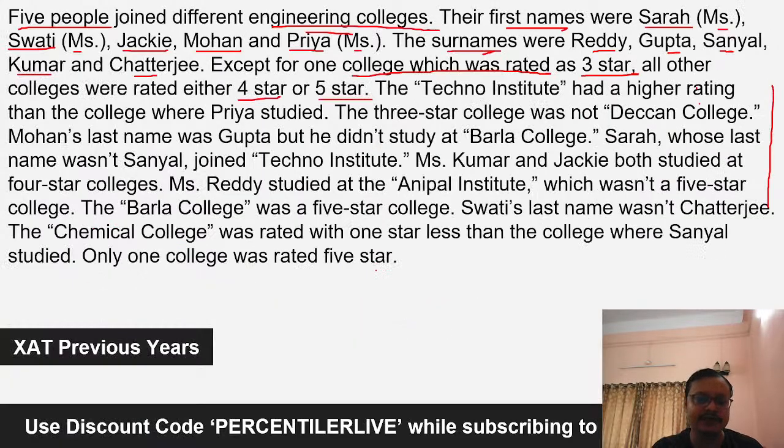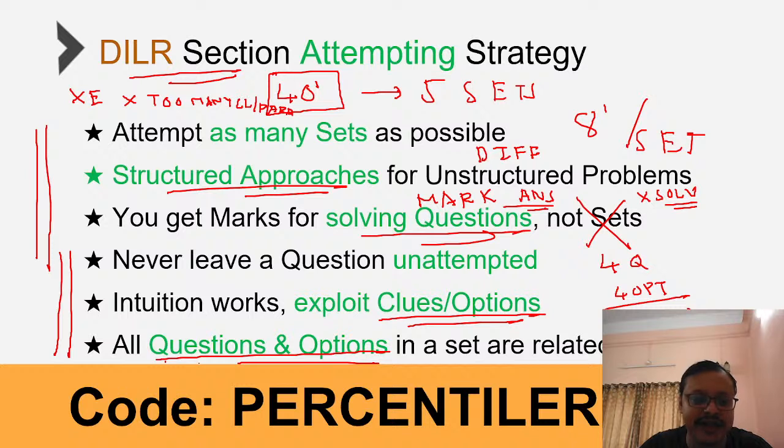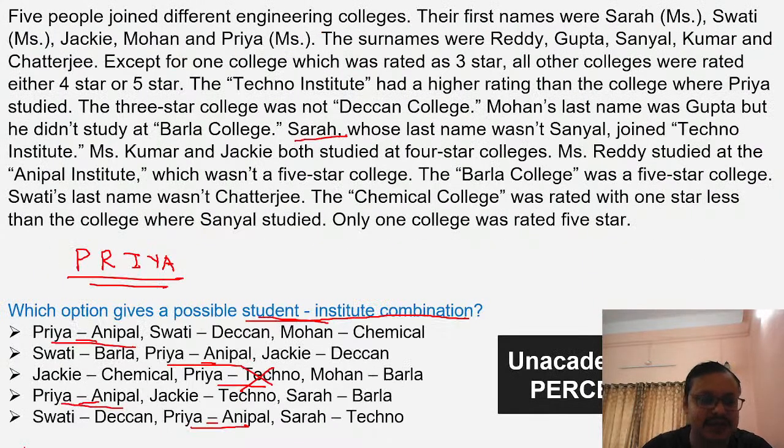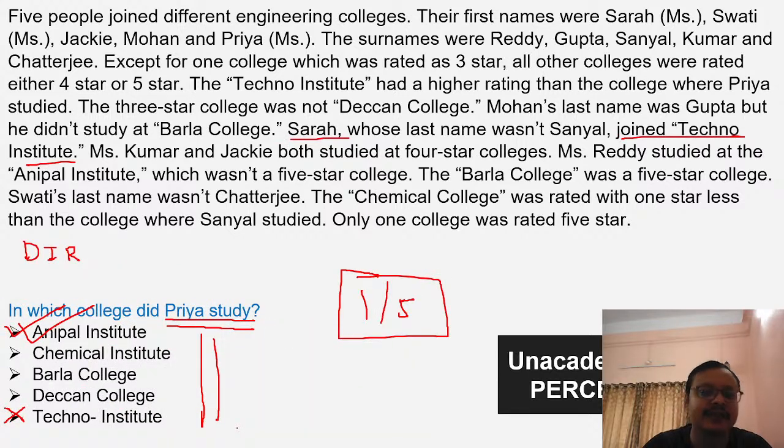If you remember, I talked about all question options in a set being related. That is all that we made use of. The very fact that another question in the same set is talking about Priya studying in Anipal in all the options, it automatically means Priya is a student of Anipal. The first thing you do is mark the answer as option A, that is Priya is studying in Anipal. So thereby you give yourself 1 out of 5. Is that clear, everybody? How we got 1 out of 5? That is Priya is studying in Anipal.